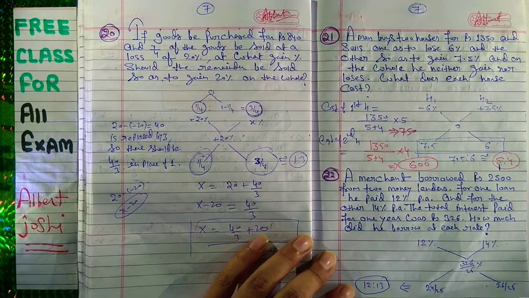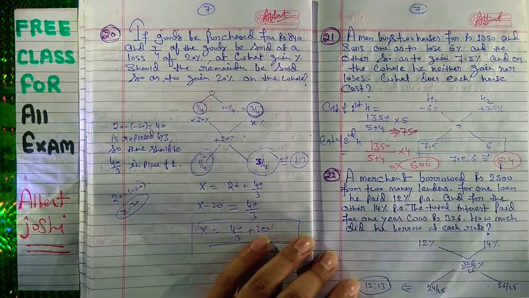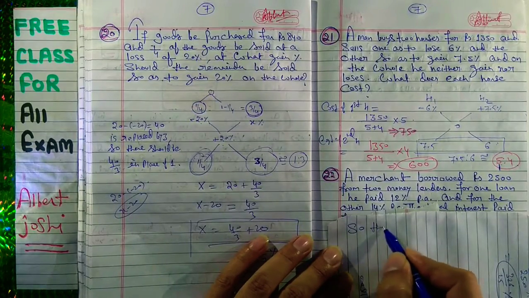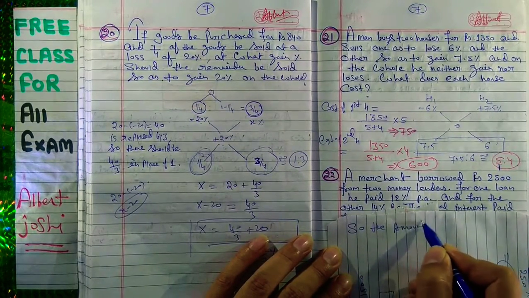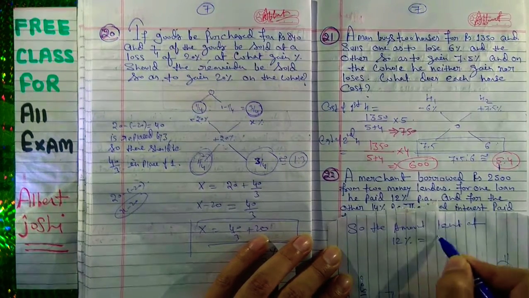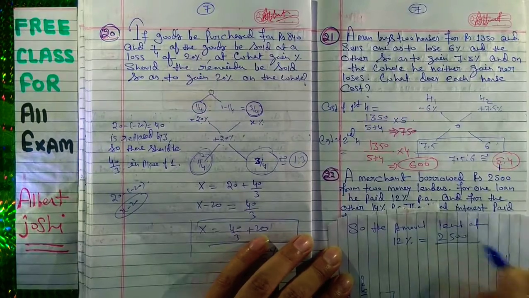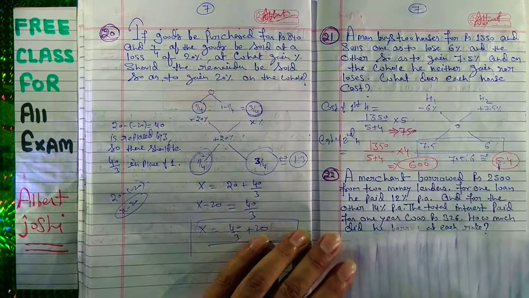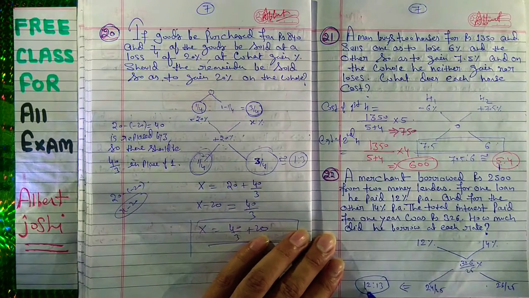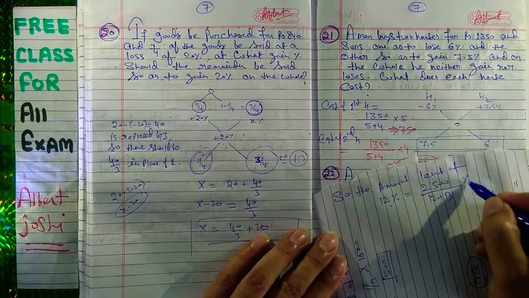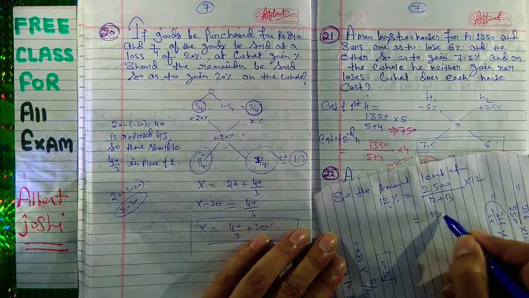So the amount lent at 12% is equal to 2500 upon 12 plus 13, into 12, since for 12% the part is 12, and for 14% the part is 13. If you multiply by 12, you will get 1200.